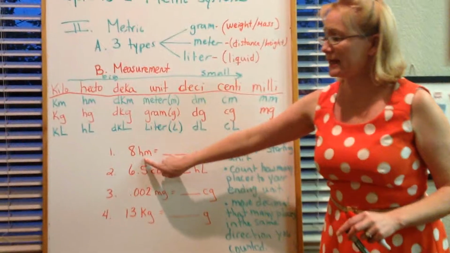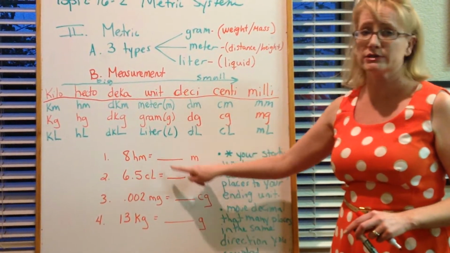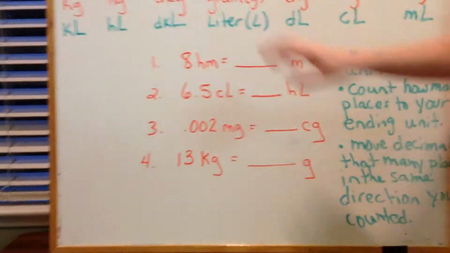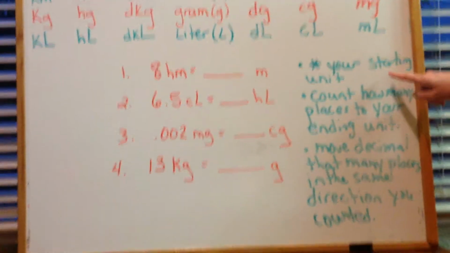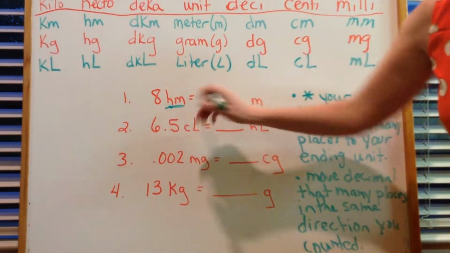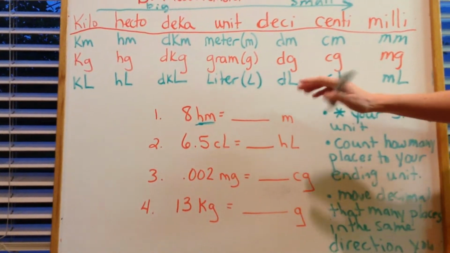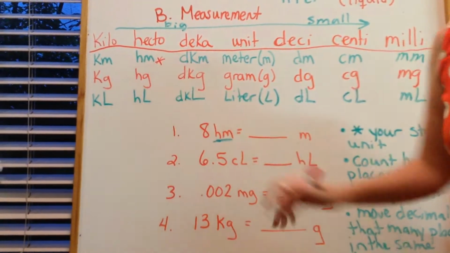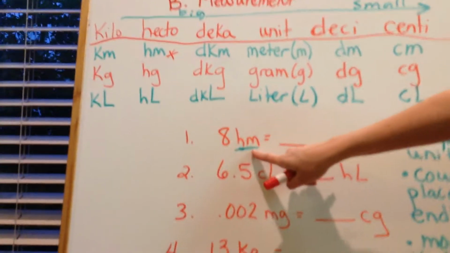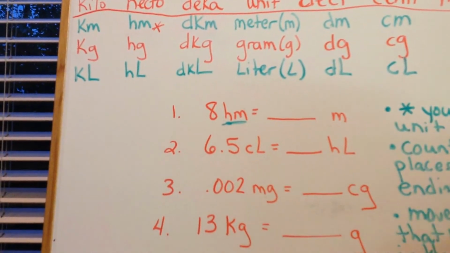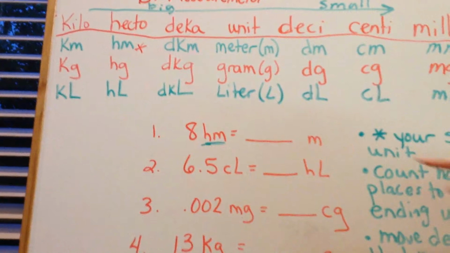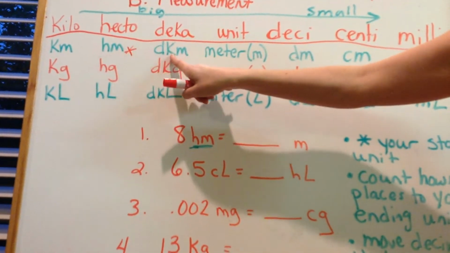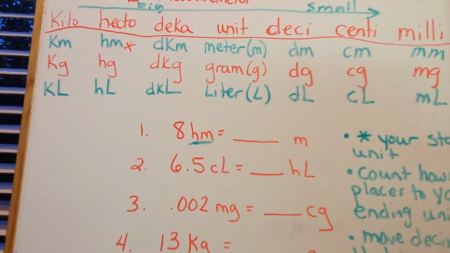I have 8 hectometers, and I want to know how many meters that is. So here's your job. The first thing you're going to do is you're going to write down this big old chart, and you're going to star your starting unit. So this is my starting unit, hectometers. And so I'm going to find my hectometers. They are right here. I'm going to put a little star next to it. That's where I'm going to start. Now I want to turn my hectometers into my meters. So step 2 is to count how many places to my ending unit. So I'm starting here. You don't count where you start. And we're going to end up at meters. 1, 2. 2 places I need to go.